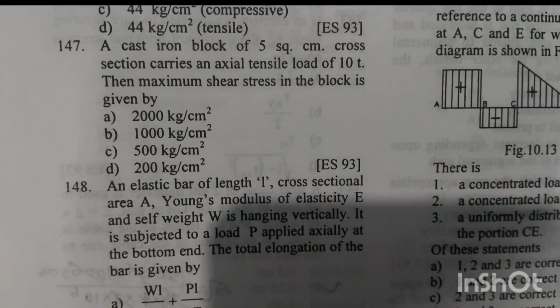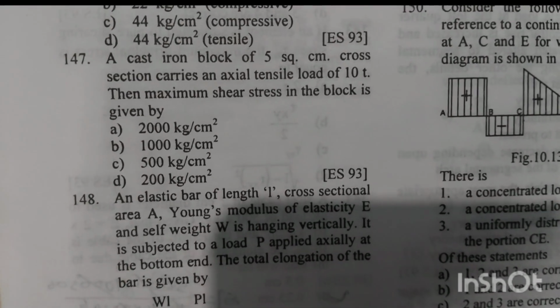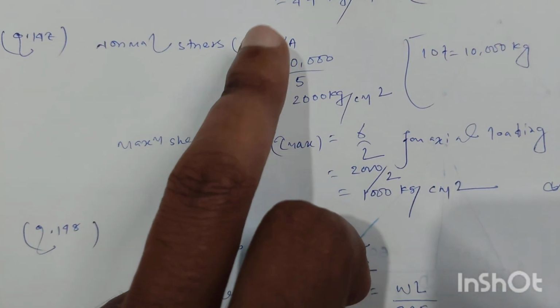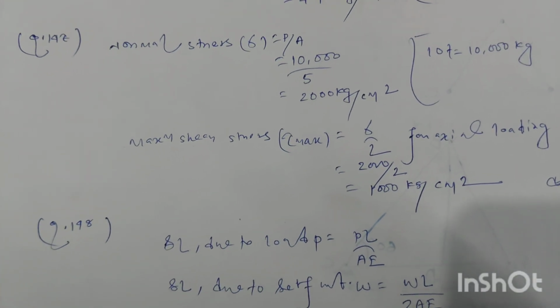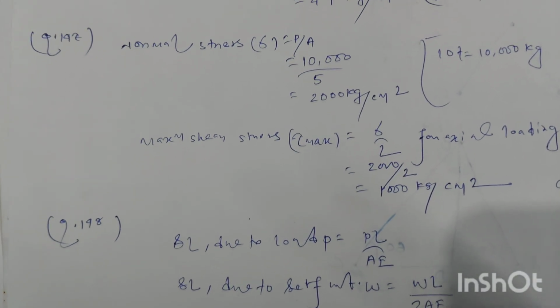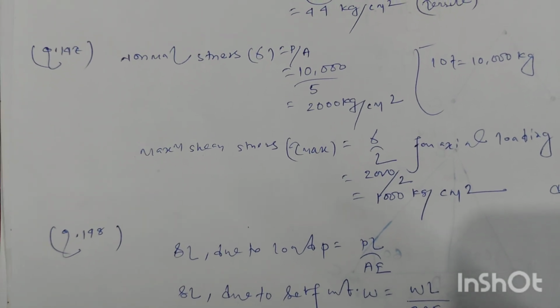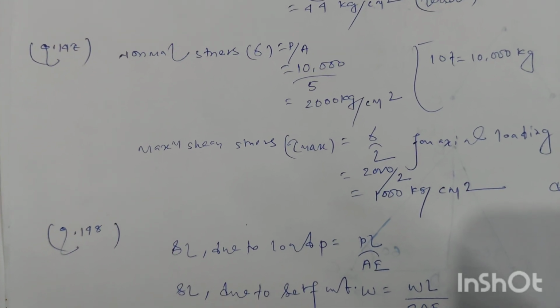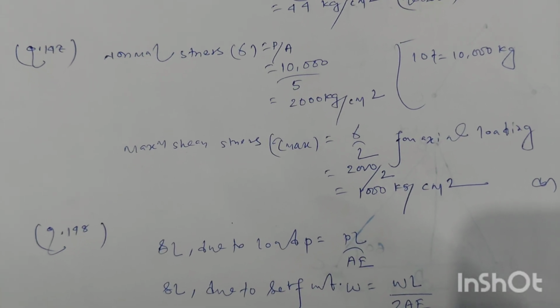147. A cast iron block of 5 square centimeter cross section carries an axial tensile load of 10 ton. Then the maximum shear stress in the block is given by, the normal stress for the block sigma will be equal to P by A. So P is equal to load 10 ton equal to 10 into 1000 kg, and the area of the block is 5 square centimeters. So if we calculate sigma n, normal stress will be equal to 2000 kg per centimeter square, and maximum shear stress tau max will be equal to normal stress by 2 for axial loading. So 2000 by 2 equal to 1000 kg per centimeter square.